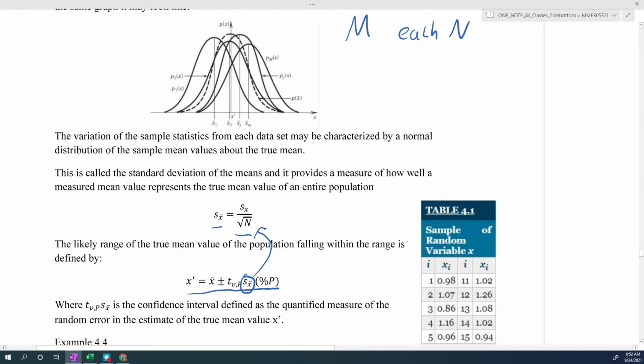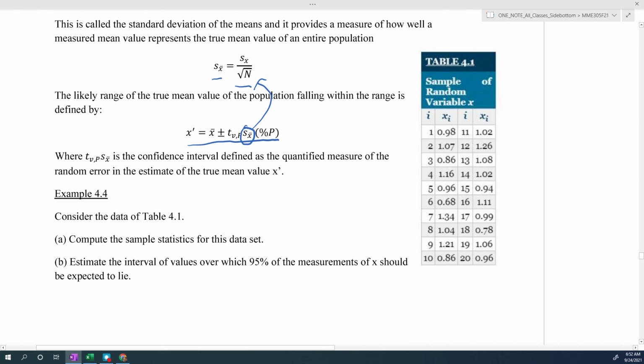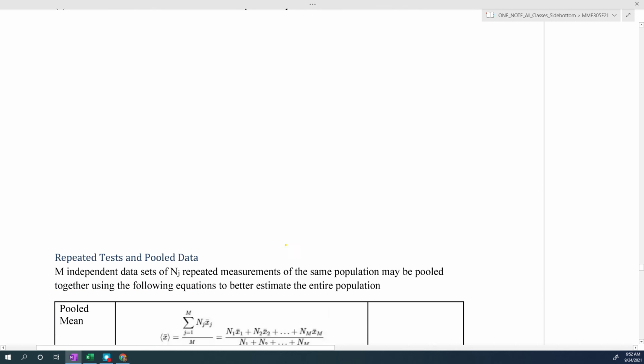We're going to do an example problem soon where we'll consider the data in the table on the right-hand side, which we used a little earlier, and we're going to estimate the interval of values within which 95% of the measurements should be expected to lie. We'll do that in Excel, in the next video.